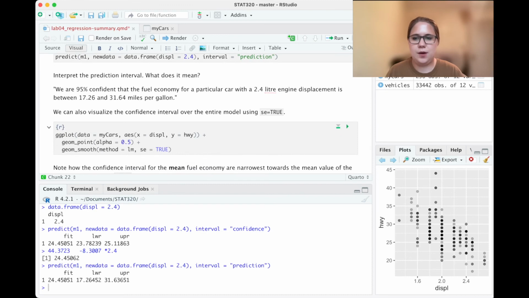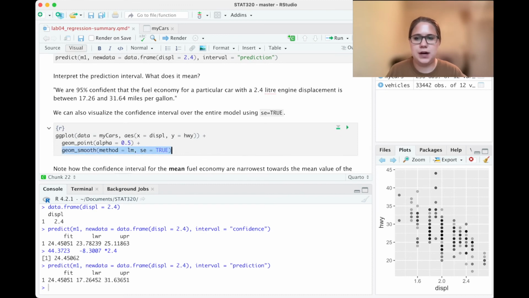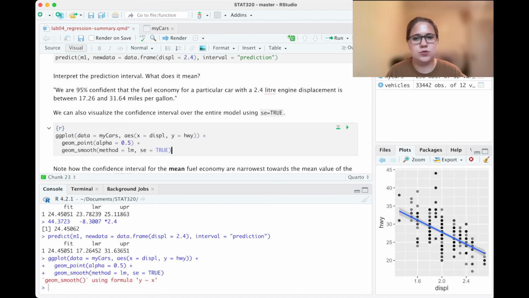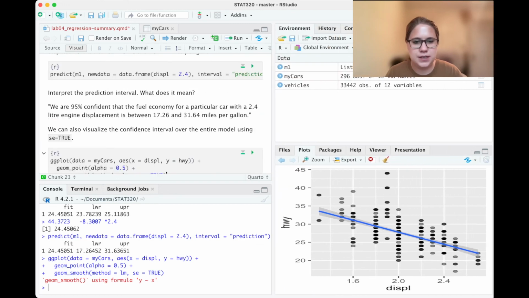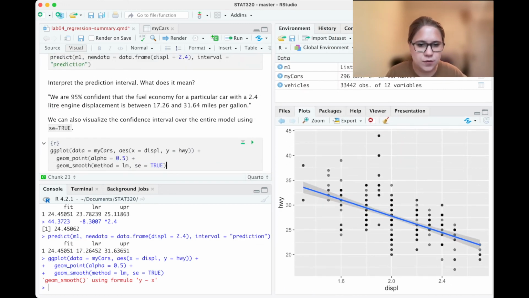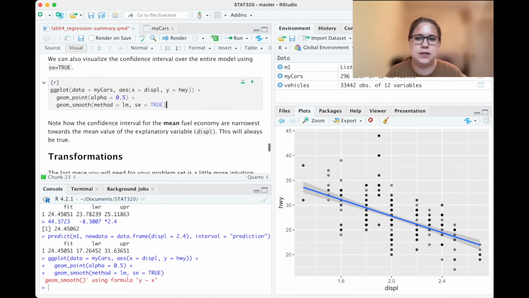And last lab, we talked about putting a geom smooth onto a scatter plot, and I was doing SE equal false to not have that standard error bar. Now, if I put in SE equal true, I can see that standard error, which is the confidence interval over the whole model. And it's maybe a little bit hard to see here, but this interval is going to get the narrowest right near the mean of displacement. So it's always going to be right at the mean that it gets the narrowest.